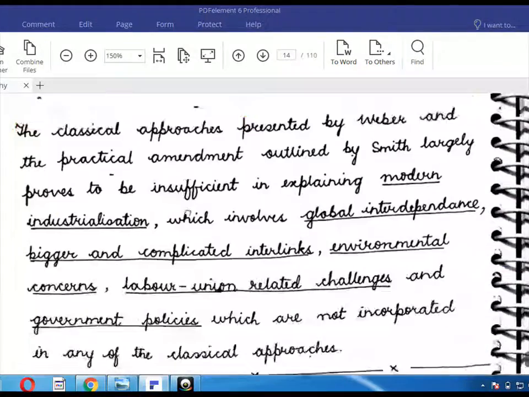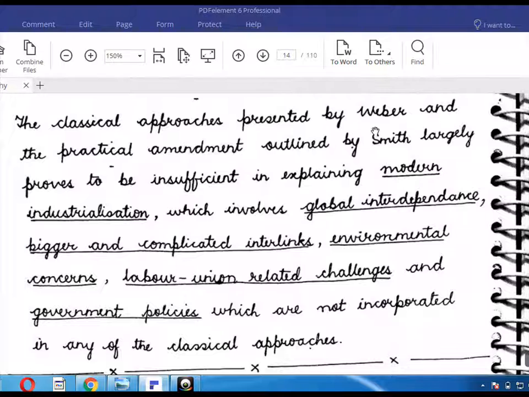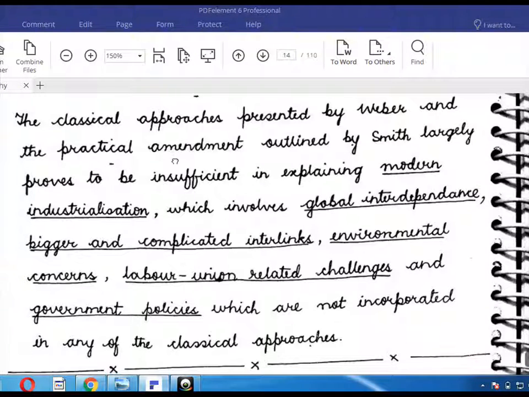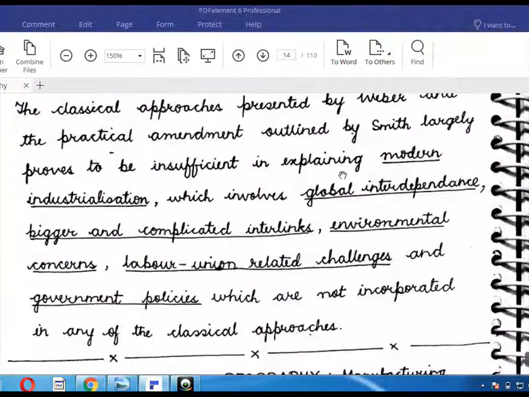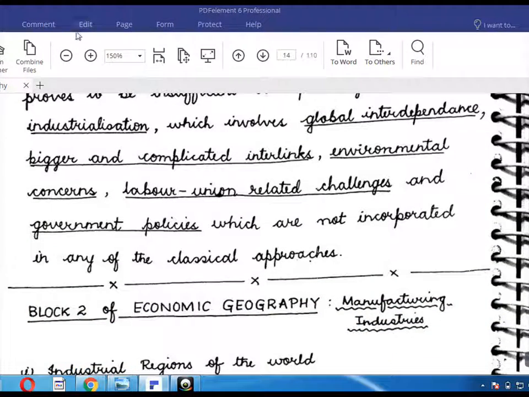So the classical approach presented by Weber and the practical amendment outlined by Smith largely prove to be insufficient in explaining modern industrialization, which involves global interdependence, bigger and complicated interlinks, environmental concerns, labor union related challenges, and government policies, which are not incorporated in any of the classical approaches.